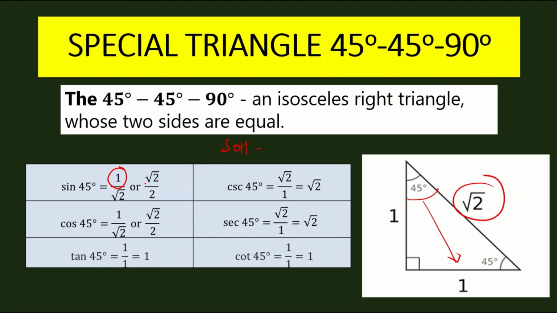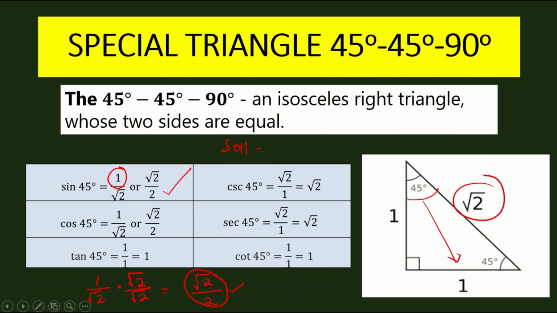And, di ba, ayon sa mga napag-aralan natin, kailangan ma-eliminate natin ang radical sign sa denominator. So, when we have 1 over square root of 2, multiply natin siya by square root of 2. So, we will have 1 times square root of 2, that's square root of 2, over square root of 2 times square root of 2. The answer is 2. Wala nang radical sign sa denominator. So, that is why sine 45 is square root of 2 over 2.